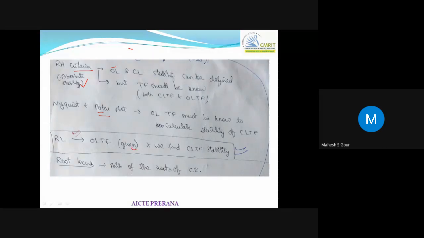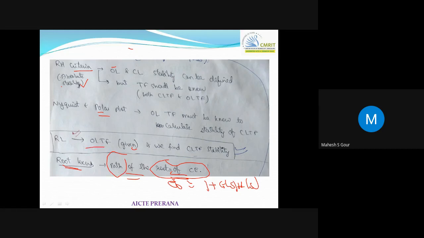So for the root locus, you will use the path of the roots of the characteristic equation, right? So what you are doing in root locus is again taking the characteristic equation, that is 1 plus G of S into H of S. Now I'm finding the path for that. So that is the root locus.